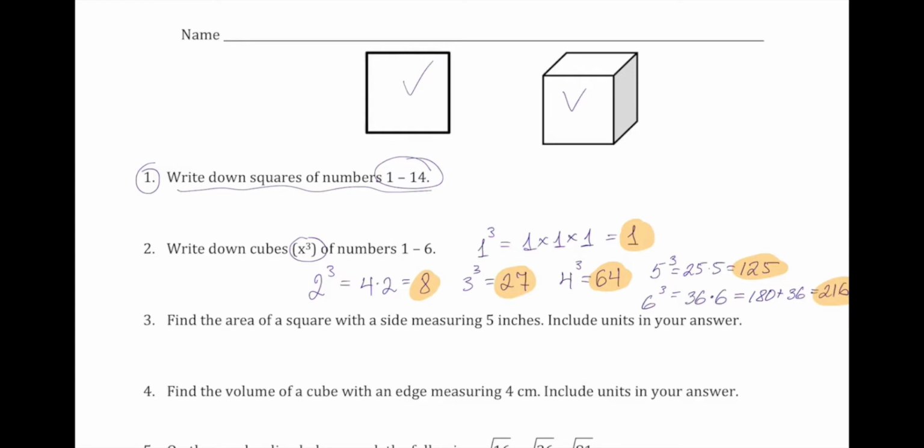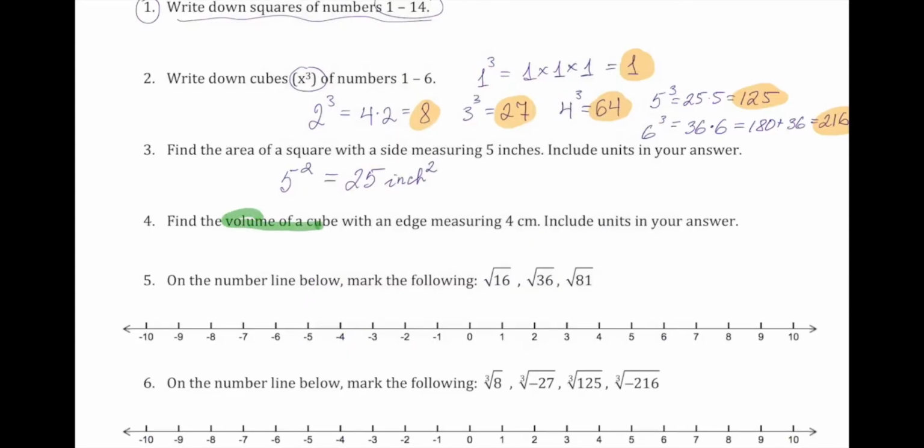216. Find the area of the square with a side that is measuring 5 inches. So for example, if this is my square with 5 inches for each side, the area of the square is going to be one side times the other. That will be 5 squared. So it's going to be 25, and it's going to be square inches, or inches squared.